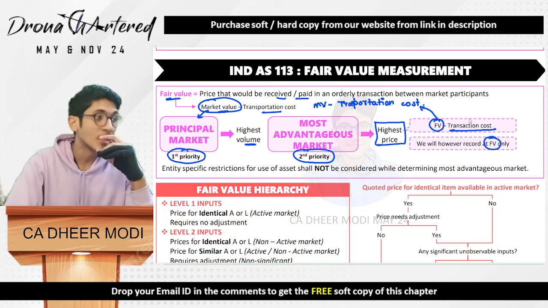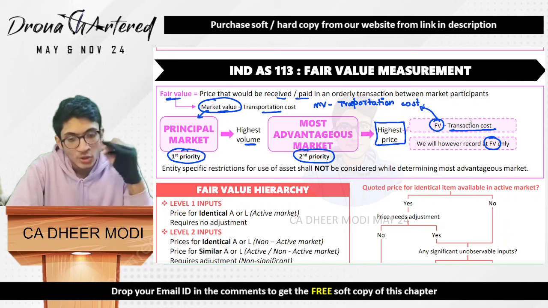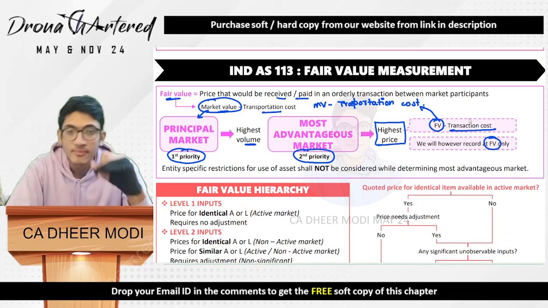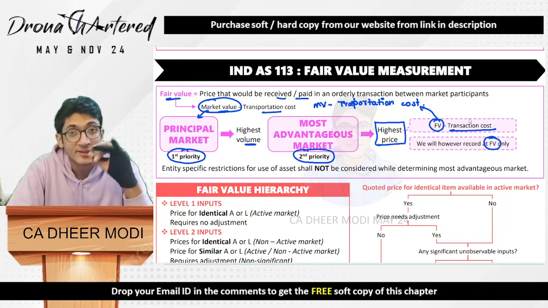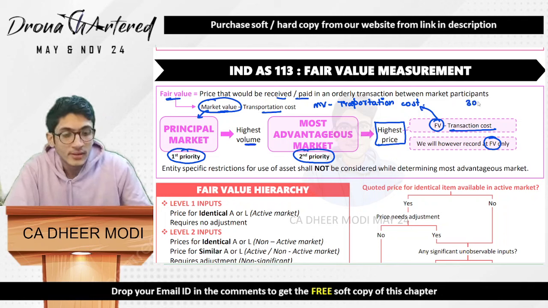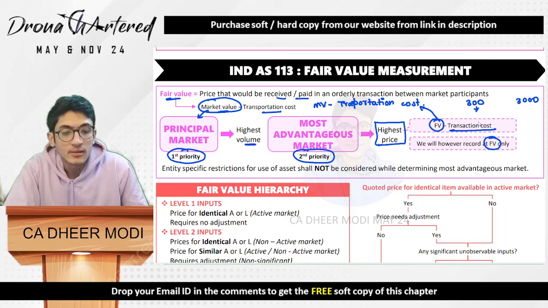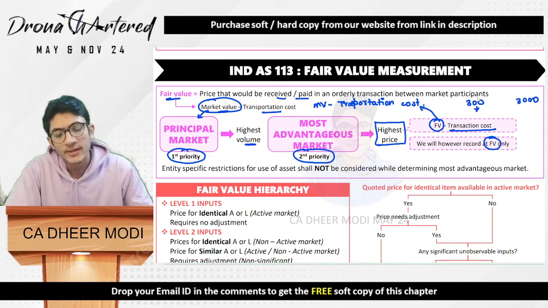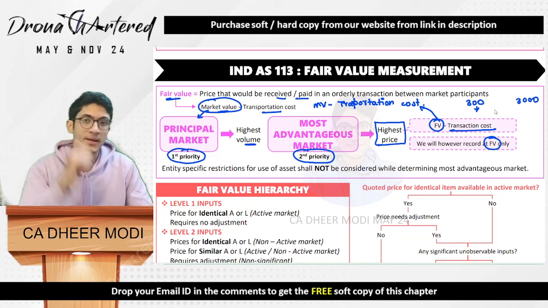Say for example, I manufacture badminton rackets. Now in India, this badminton racket I can sell for 300 rupees, but in the US, I can sell this badminton racket for 3000 rupees. So there's a difference. In India, I can do it at 300 rupees. In the US, I can sell it for 3000 rupees. And India is my principal market. Or let's say both of these are my most advantageous market. I have these markets available.